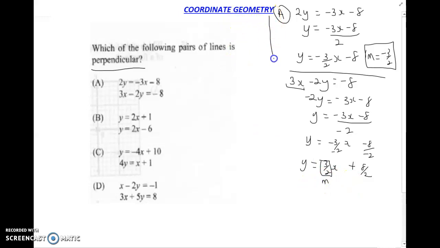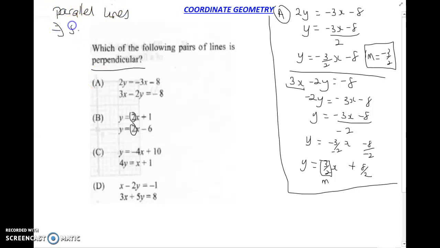Now I'll just do it here for B. For B, my gradient is 2, and my gradient here is 2 as well. I should note these are parallel lines, same gradient. Once you have the same gradient, it's a parallel line. So that's out, it's not perpendicular.